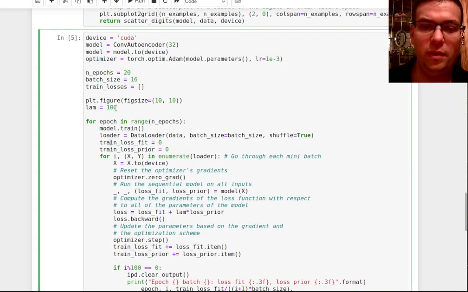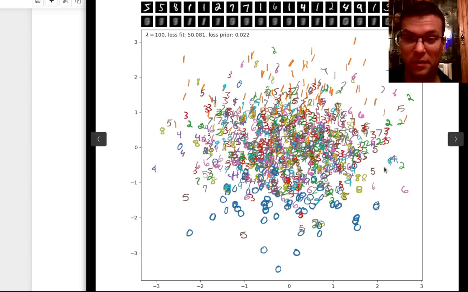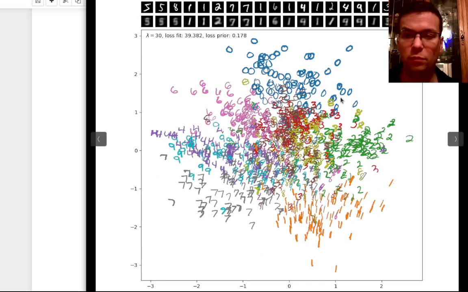So let me choose something in the middle. Let's say maybe a lambda of 30 or something. Let me give that a go and see how that turns out. All right, here are the results, and they look quite nice. You notice that the data is fit better. This is what we had before when we were paying a little too much attention to the prior. This time we still look like a blob, but the data is fit better.